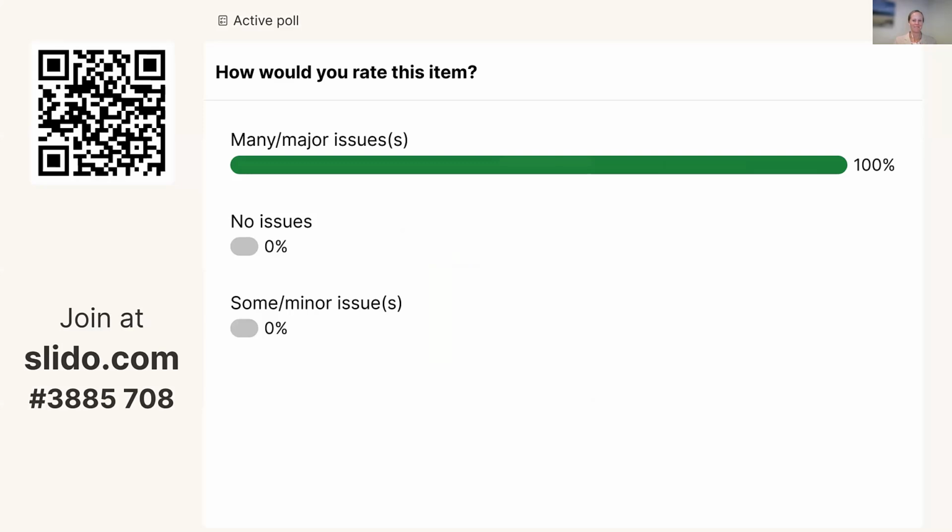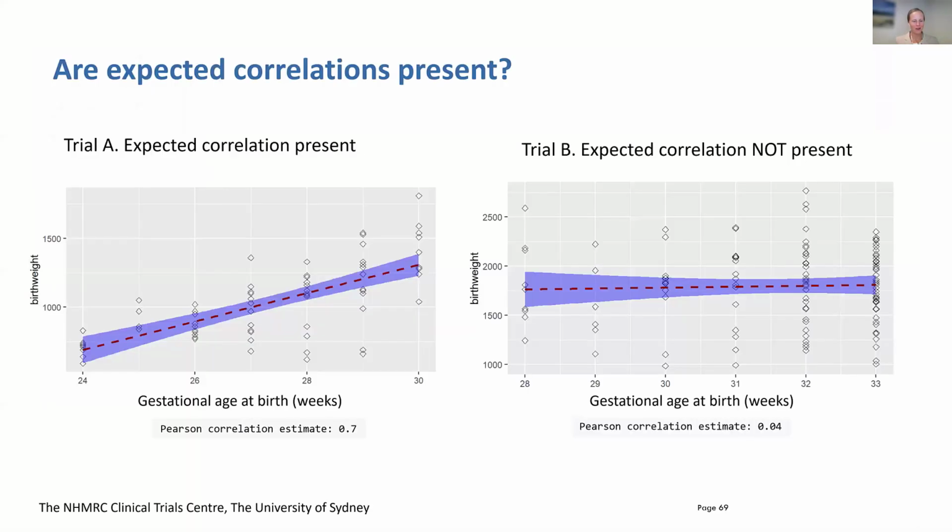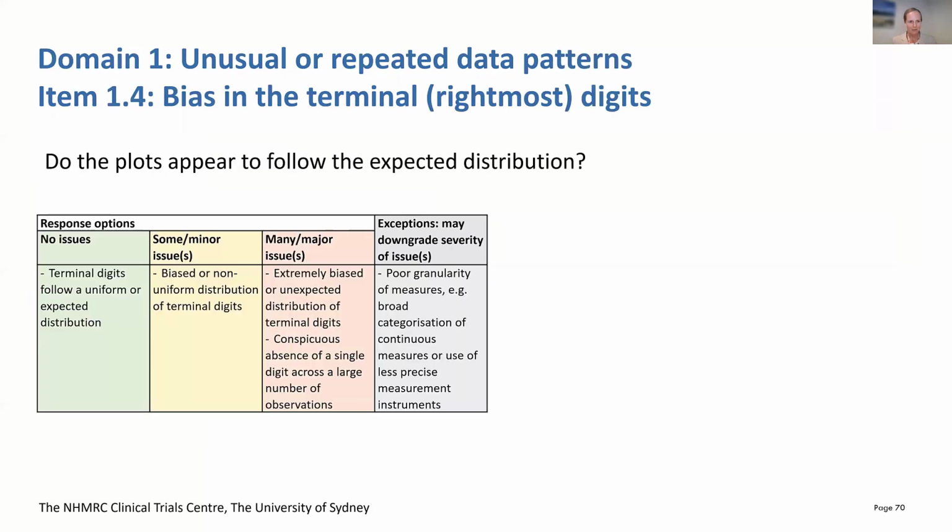Okay, so we've got a few people voting many major issues. Well, you are correct. Trial B is the one we were just looking at, and that is actually a real world example. But trial A is obviously what we'd expect. As an infant is born closer to term, we would expect them to have a higher birth weight. This study on the right also had several other integrity issues, and we ended up having to exclude it from our meta-analysis. Our next example is with Lene.